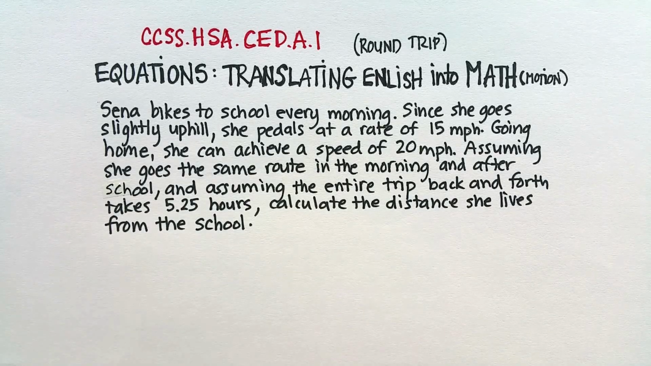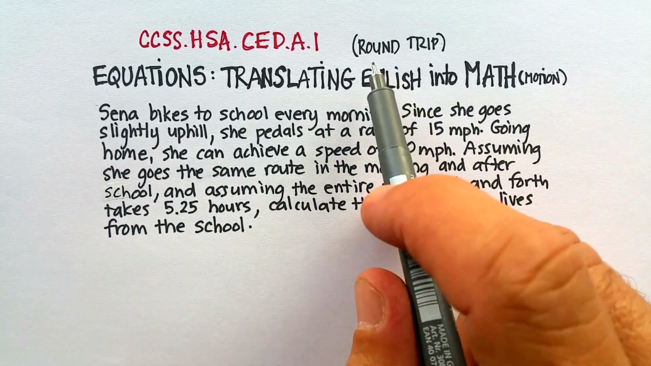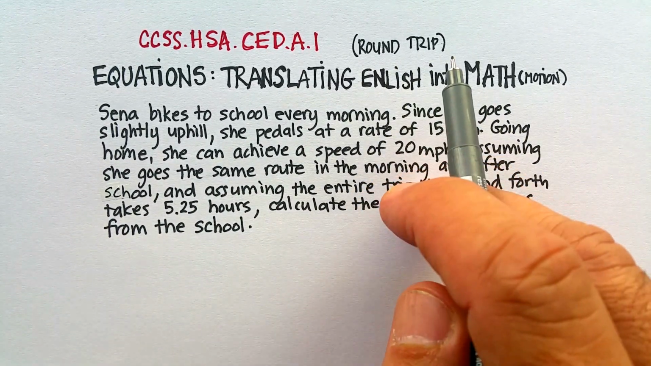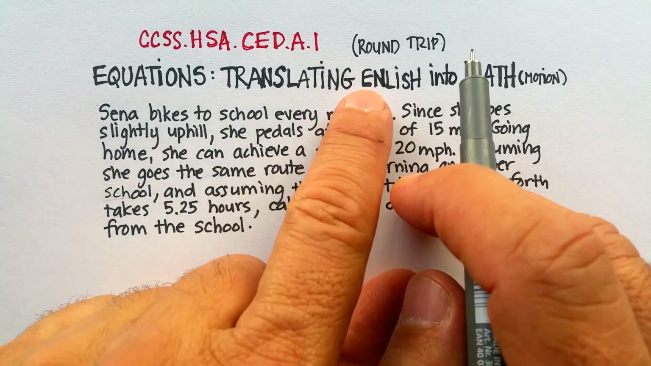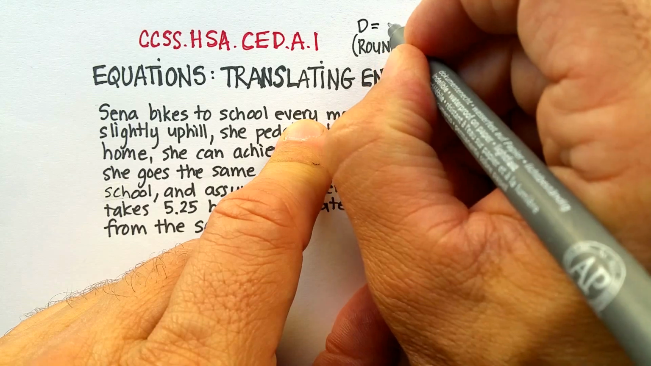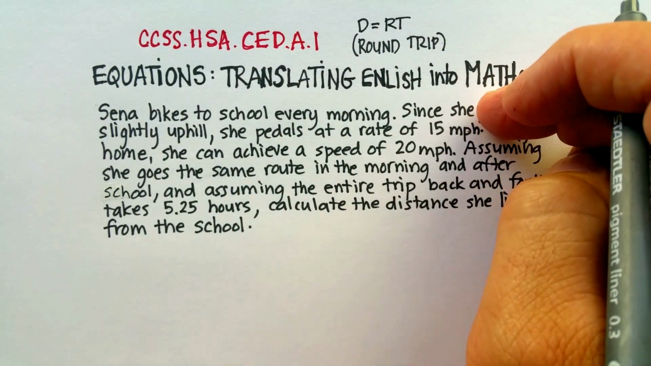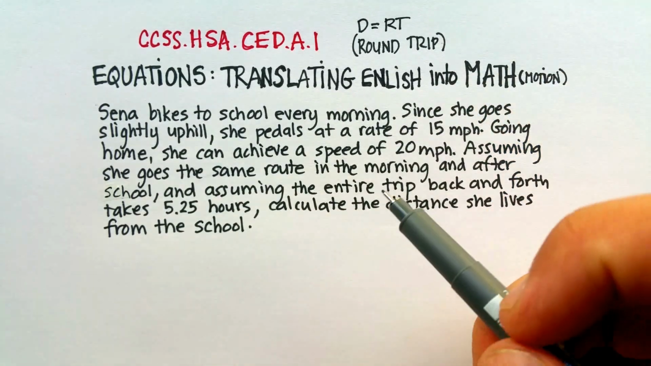Okay, this video is about motion problems, and specifically it's going to be about round trip motion problems, okay? And you remember that motion problems usually involve the equation distance is equal to rate times time. Okay, so let's take a look at this particular problem.